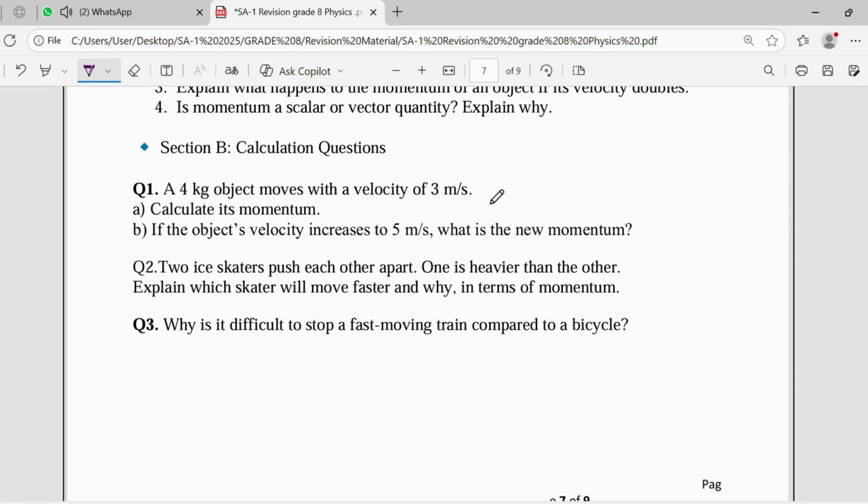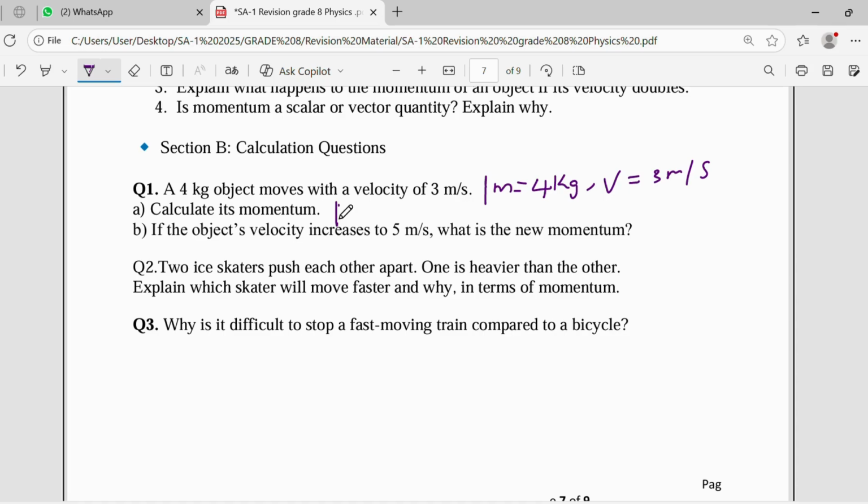Alright, coming to the section B question. A 4 kg object moves with a velocity of 3 meters per second. Calculate its momentum. If the object's velocity increases to 5 meters per second, what is the new momentum? All right, so we have to write down what data are given here. Mass is given, mass equals 4 kg, and velocity V equals 3 meters per second. We need to calculate the momentum.